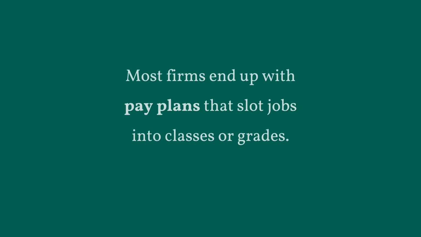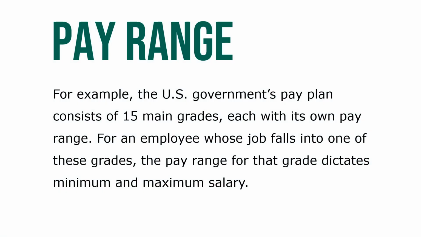Most firms end up with pay plans that slot jobs into classes or grades. For example, the US government's pay plan consists of 15 main grades, each with its own pay range. For an employee whose job falls into one of these grades, the pay range for that grade dictates minimum and maximum salary.